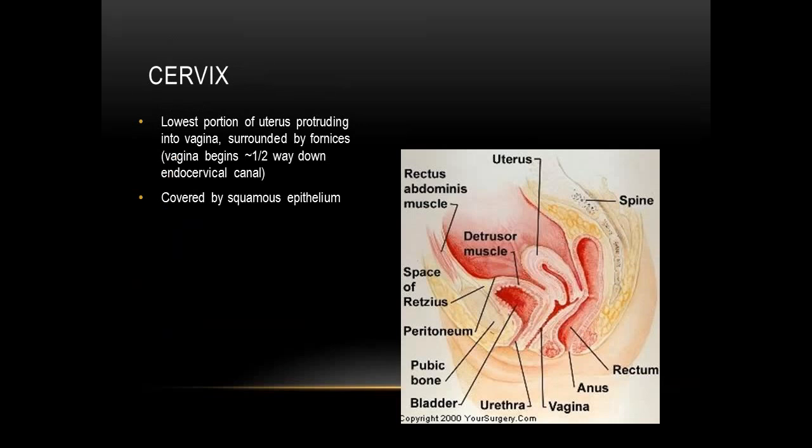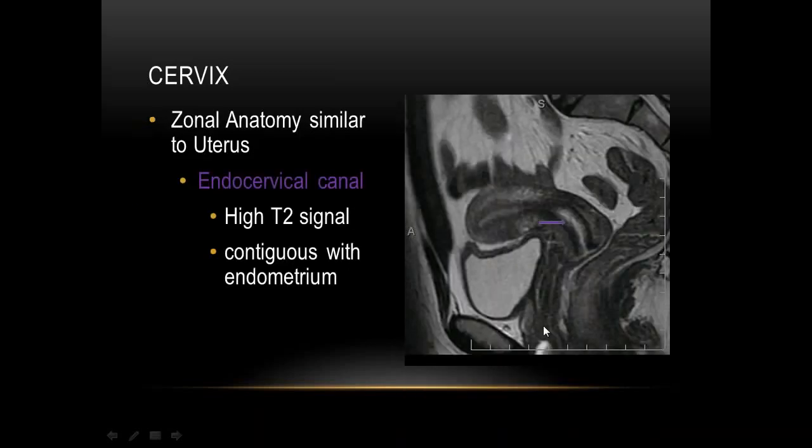The cervix is the lowest portion of the uterus which protrudes into the vagina. It's surrounded by the vaginal fornices, the anterior and posterior fornices. The vagina begins about halfway down the endocervical canal. The cervix is covered by squamous epithelium. The cervix has zonal anatomy very similar to the uterus.